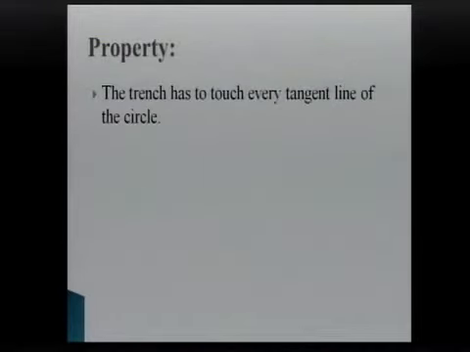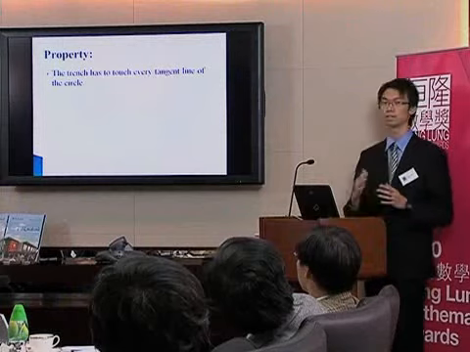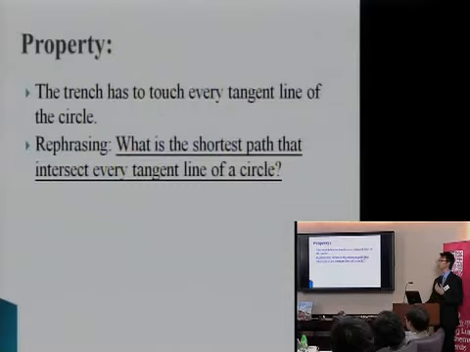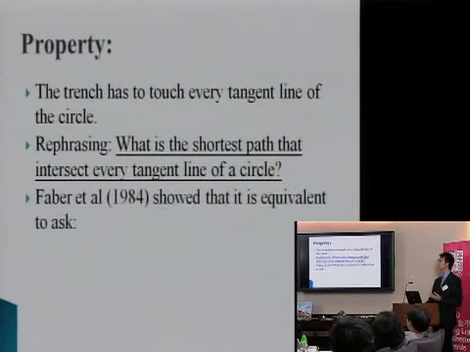No matter what, the trench should have the key property that it has to touch every tangent line of the circle so that it can cover all the possibilities where the cable may be. So we can rephrase our initial question: what's the shortest path that intersects every tangent line of a circle? And Faber, a mathematician, in 1984 showed that it's equivalent to ask, what is the shortest path whose convex hull completely covers a circle? This will lead to the main concern of my report.